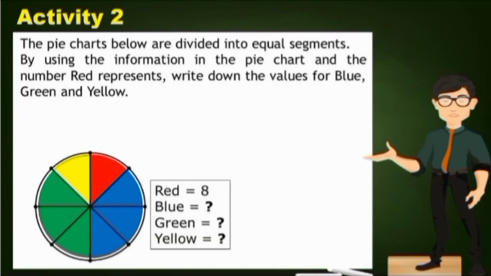Let's proceed to activity number 2. The pie charts below are divided into equal segments. By using the information in the pie chart and the number red represents, write down the values for blue, green, and yellow. What do you think is the answer for blue? Right, 24. How about green? Right, 24 again. And the last one? Very good, 8. The pie chart is divided into 8 equal parts, and each part corresponds to a value of 8.